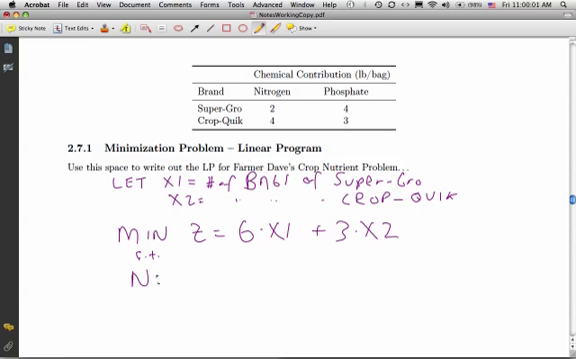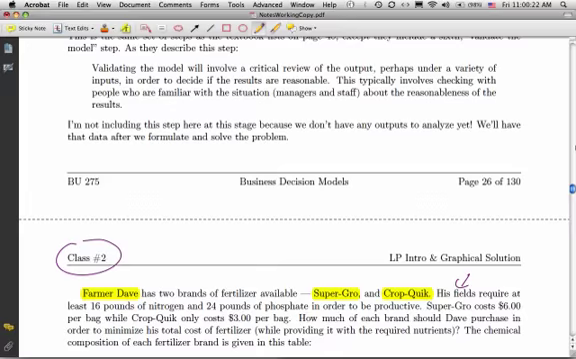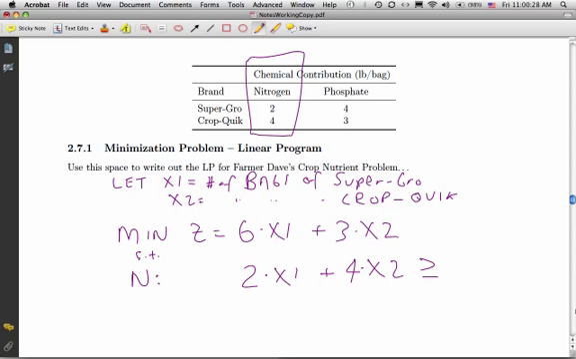Nitrogen constraint. We can see here the chemical contribution, and we can use this in our constraint. So a bag of x1 contributes 2 units of nitrogen, and a bag of Crop Quick contributes 4 units. And the number of units has to be greater than or equal to the minimum required, which is up here, 16. And again, you can check your units of measure. This is 2 pounds per bag times bag leaves me with pounds. This is in pounds. Everything's copacetic.